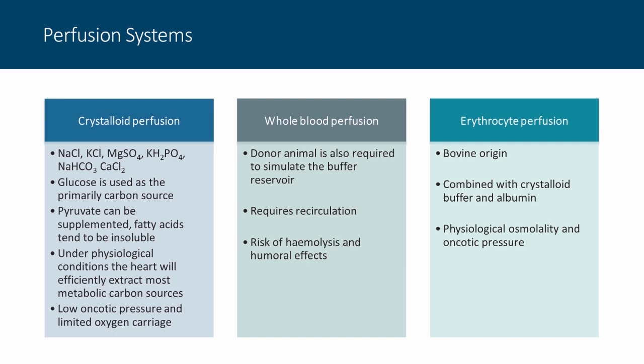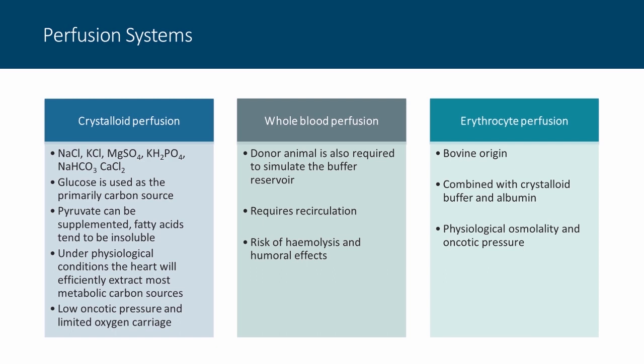So when we talk about crystalloid perfusions, we're mainly talking about Krebs-Henseleit buffer, or KHB, and it's the most widely used perfusion buffer associated with Langendorff perfusion. It contains those ions that are going to mimic the plasma content, so things like sodium chloride, magnesium sulfate, potassium phosphate, sodium bicarb, and calcium chloride. The buffer needs to be bubbled, importantly, with not just oxygen at 95%, but also some carbon dioxide. And it's the carbon dioxide that is necessary to maintain that physiological pH of 7.4.